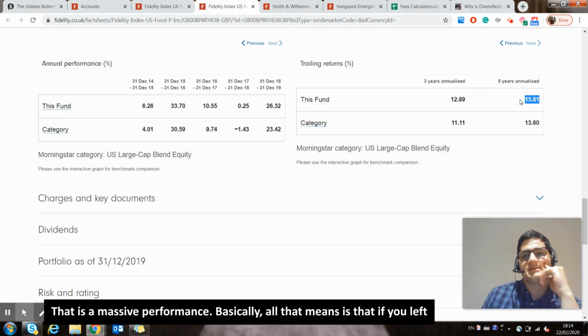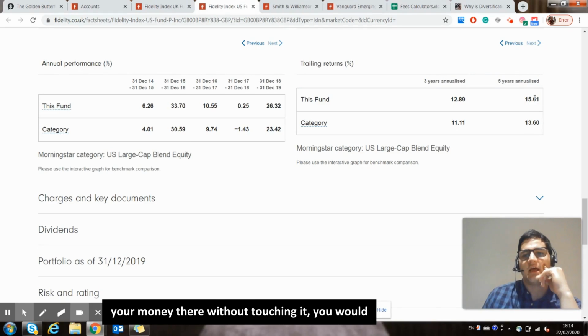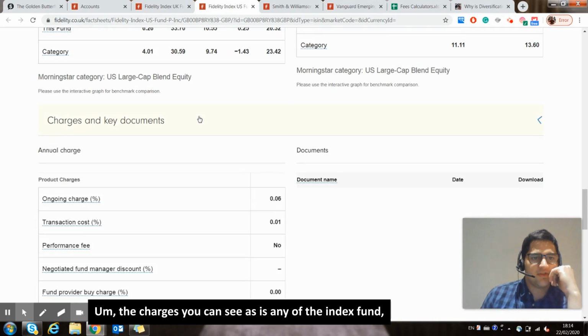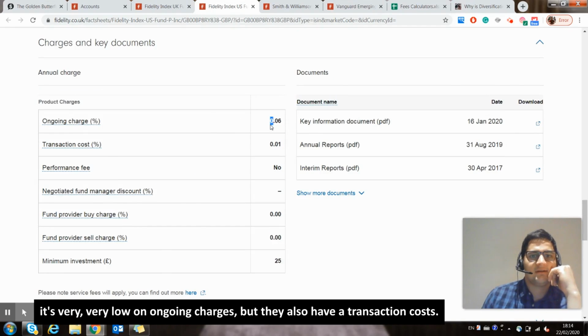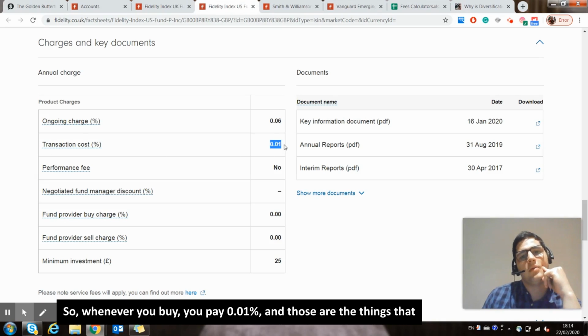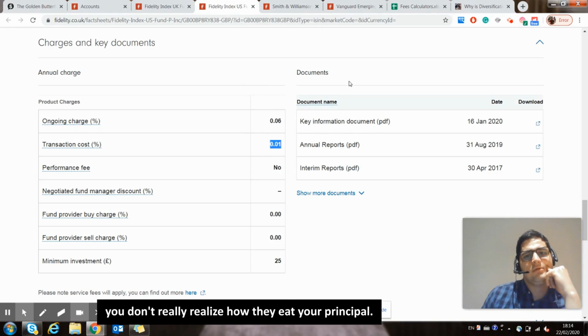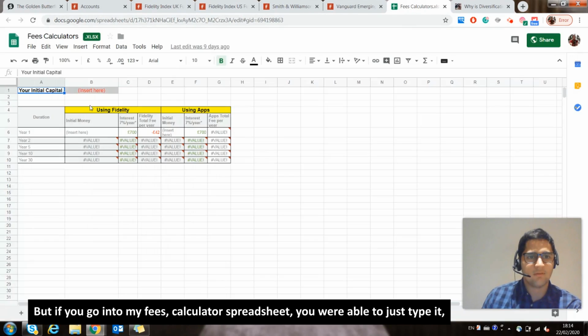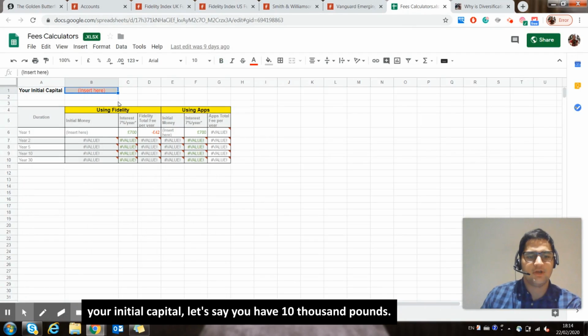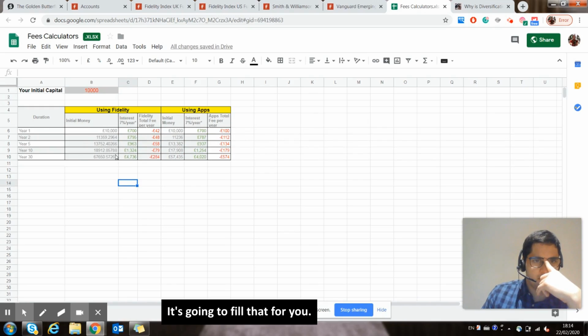Basically, all that means is that if you left your money there without touching it, you would double the money in 7 years, which is great. The charges, as you can see, as it is an index fund, are very, very low ongoing charges, but they also have a transaction cost. So whenever you buy, you pay 0.01%. And these are the things that you don't really realize how they eat your principal. But if you go into my fees calculator spreadsheet, you are able to just type in your initial capital. Let's say you have £10,000, it's going to fill up for you.